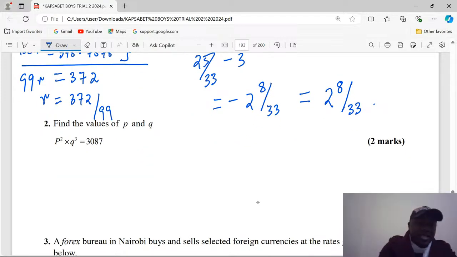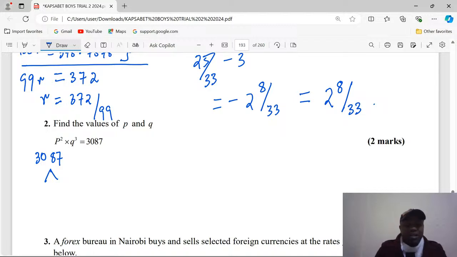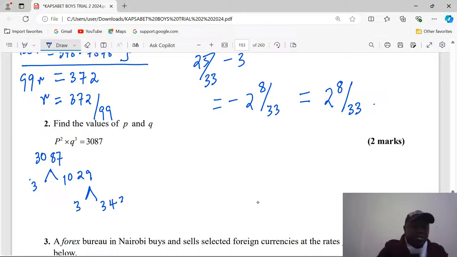So let's factorize this. 3087. We can see already the number is not even, so we cannot begin with the least prime factor, which is 2. We can't start with 2 in this case. So 3087, we can begin with a 3. So 3 is giving us 1029. Let's check whether 3 can do it again. Divide by 3, yeah. We're getting 343. But when we divide by 3 again, it cannot. So we can go to another prime factor like 7.